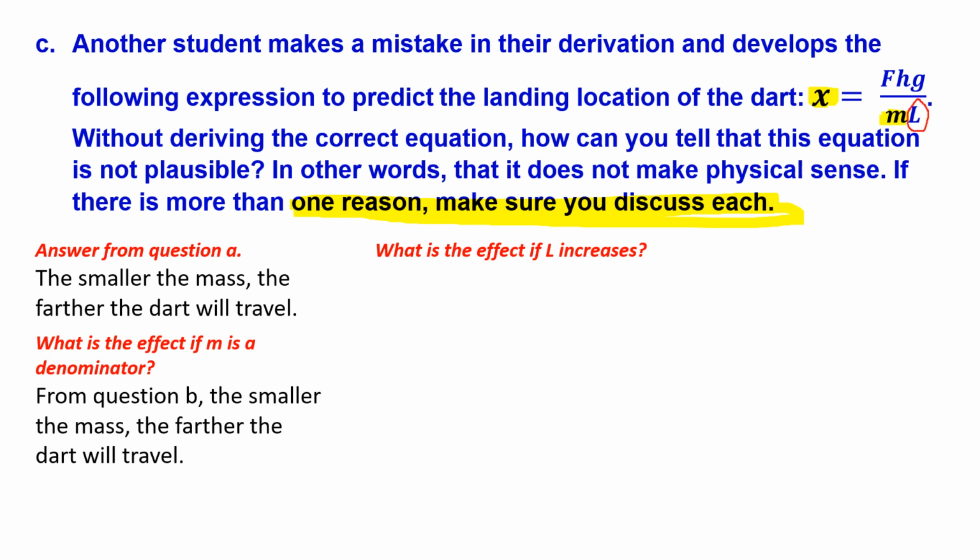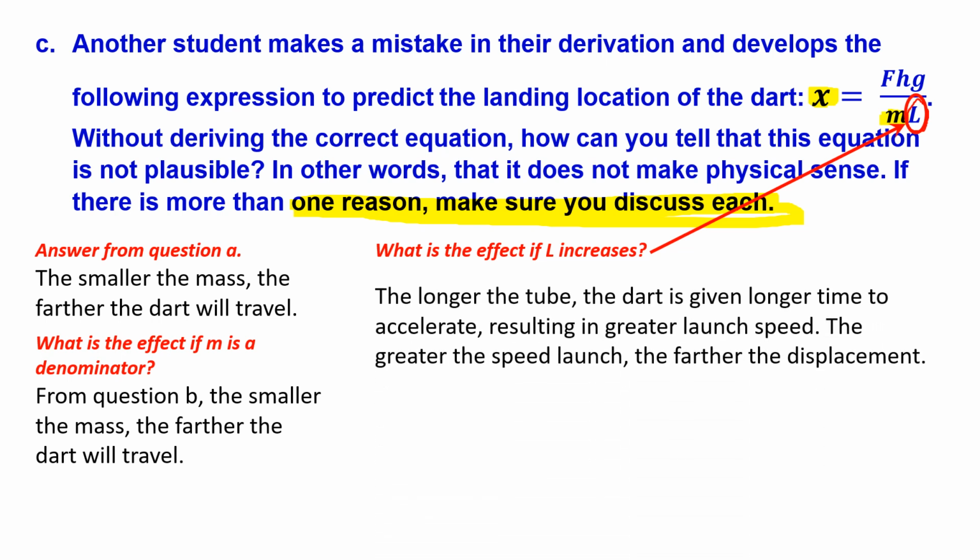So right away, we can actually look at this. x should increase if L increases. The longer the tube, the dart is given longer time to accelerate, resulting in greater launch speed. The greater the launch speed, the farther the displacement. I just mentioned it earlier, I just repeat myself. So let me just go to the next page to analyze the equation.